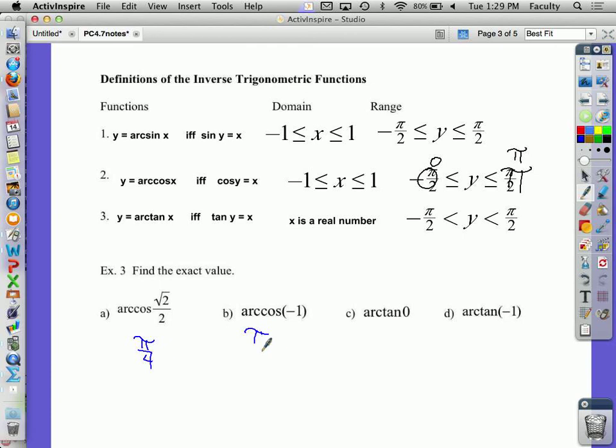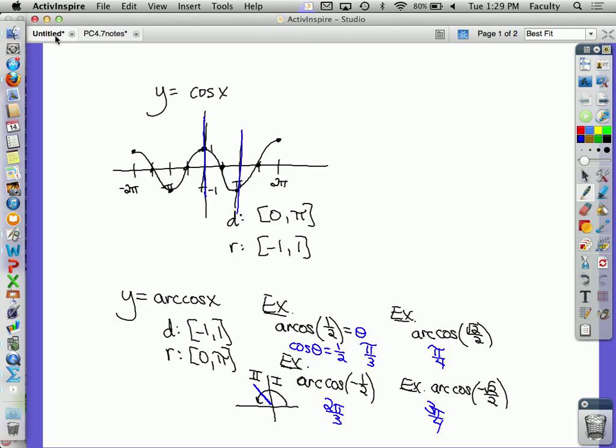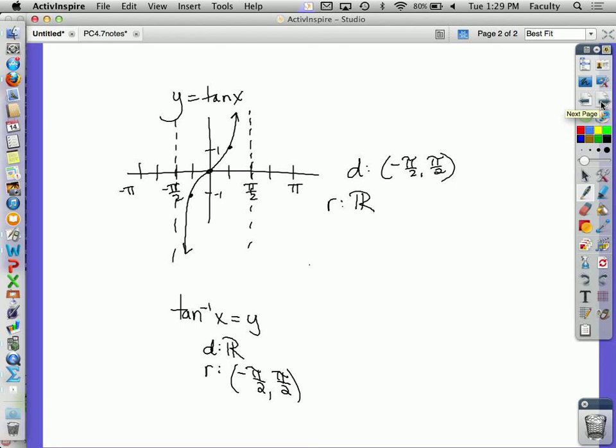Pi. Okay? All right, now let's look at tangent. Here's the tangent curve. And what's nice is if you restrict the domain to negative pi over 2 to pi over 2, not including them because they're vertical asymptotes, that gives me a piece of graph that will pass the horizontal line test. Then inverse tan, you're just going to switch those. So that's why the domain is all real numbers, and the range is going to spit out numbers between negative pi over 2 to pi over 2.